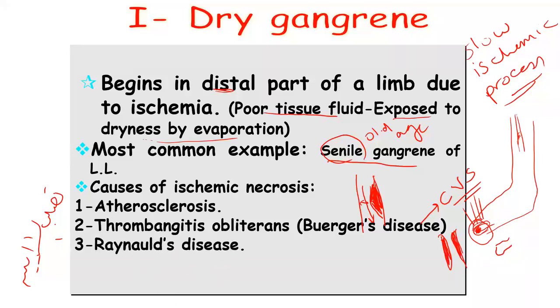In Raynaud's disease, we have vasoconstriction of the vessels due to exposure to cold, leading to marked compromise of the blood flow. So these are the causes of ischemic necrosis. And lastly, trauma, and this trauma can lead to fibrosis of the vessel wall and narrowing.